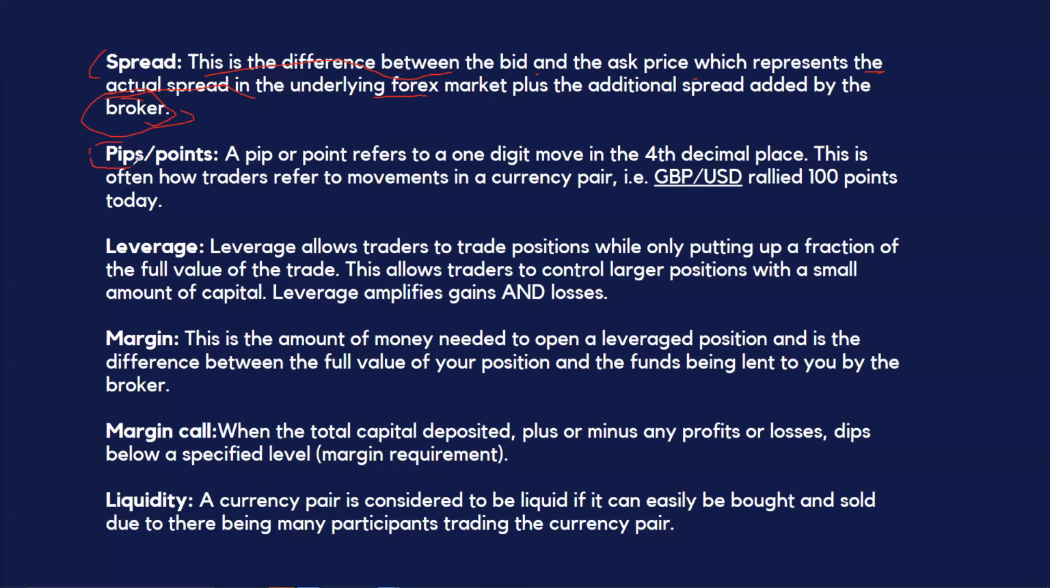Another important thing is pips or points. A pip or point refers to a one-digit move in the fourth decimal place. This is often how traders refer to movements in a currency pair, all right? For example, GBP USD rallied 100 points. So 100 points, when you convert to pips, is equal to 10 pips.